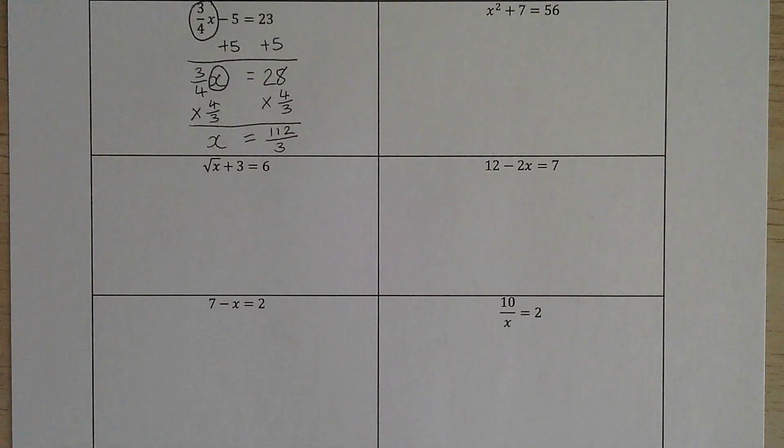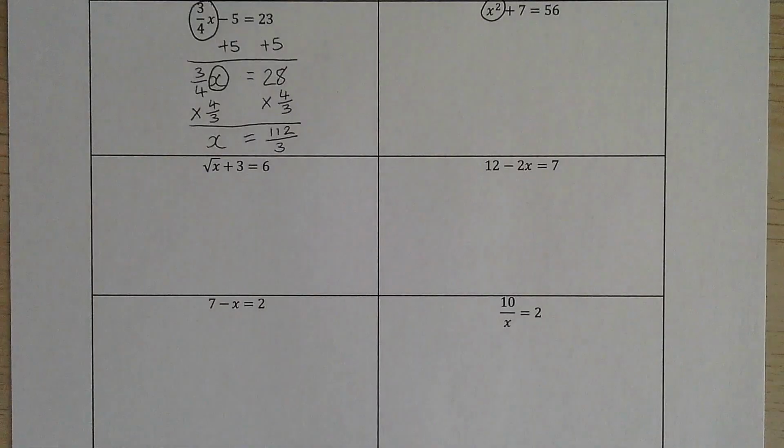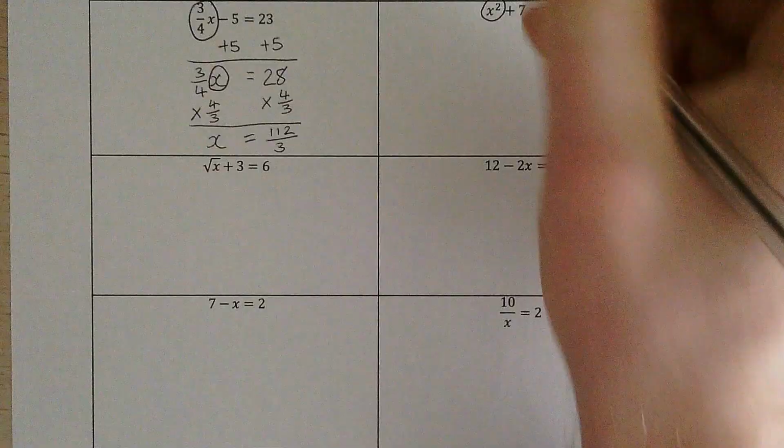On to the next question, and we start again by isolating the term. So to both sides of the equation we need to subtract 7.